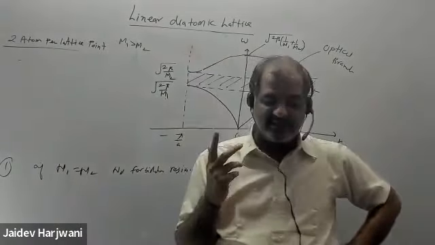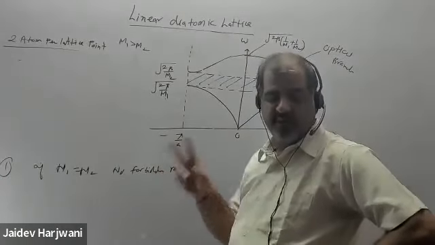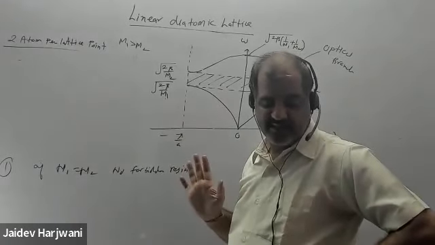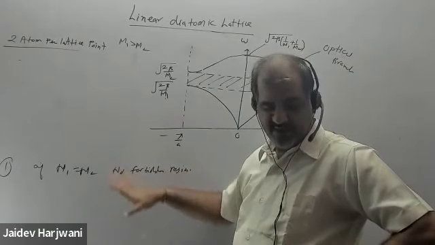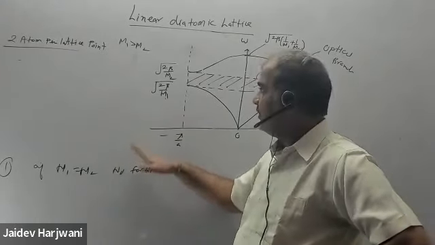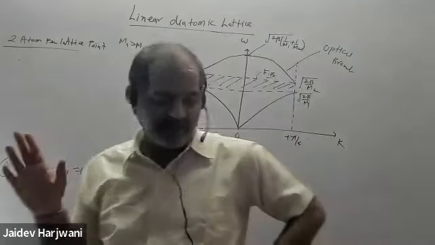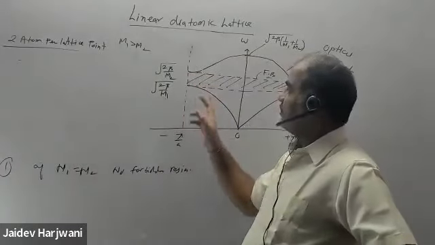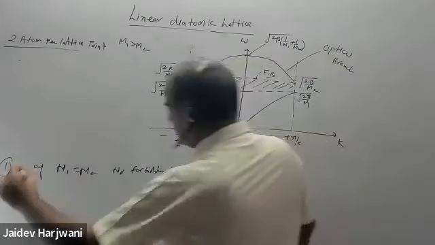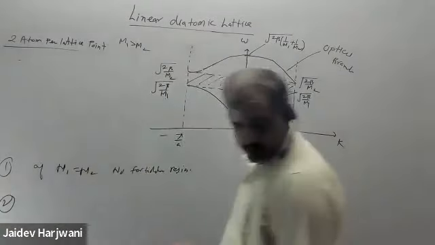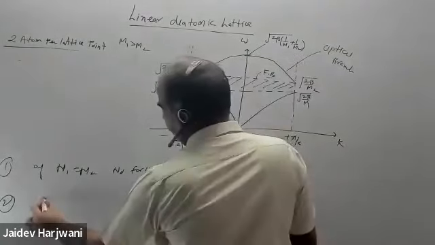Here the thing is there should be two atoms. Both can be of equal mass. There should be two atoms per lattice point. That is the difference between the monoatomic lattice and the diatomic lattice. So even if the masses are the same, you will still get an optical branch. If there are two atoms per lattice point, you will still get both acoustic and optical branches.